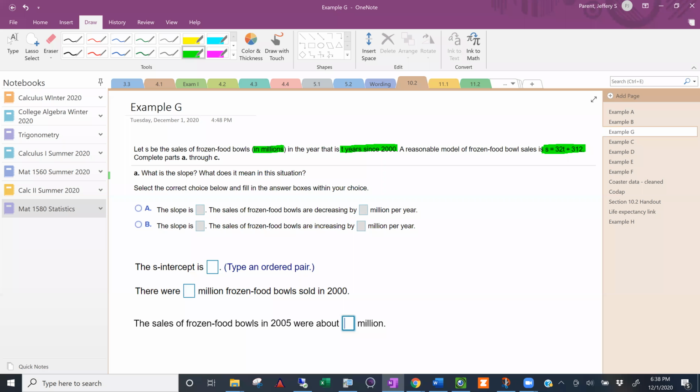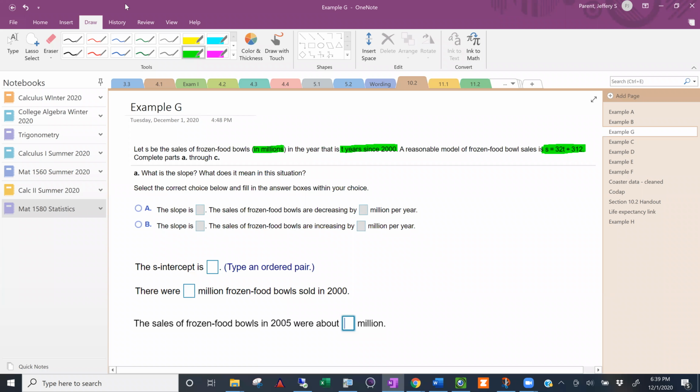And now, are sales increasing or decreasing? Increasing, good. If it was decreasing, what would be different about this equation? It would be negative. Yes, thank you all. It'd be a minus 32, all right?